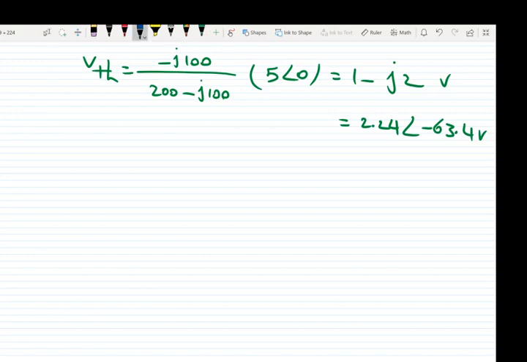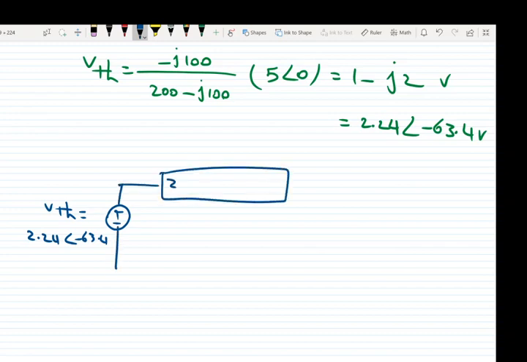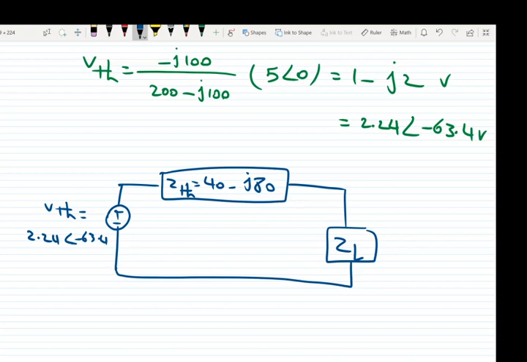Here is the equivalent circuit. V Thevenin, which is equal to 2.24 with the angle of negative 63.4, and we have a Z Thevenin, which is equal to 40 minus J80, and of course we have ZL. This one is the equivalent circuit.